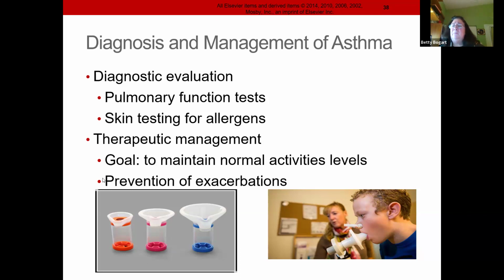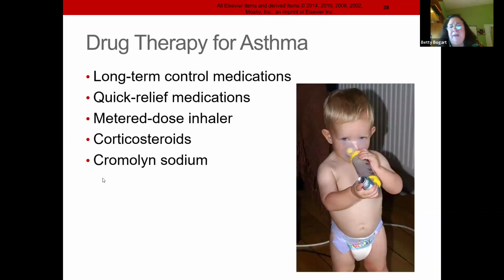Now, have you ever seen a spacer before? Those bottom left three pictures are small, medium, and large. You put them on. We even have kids holding them and pushing them for themselves. And it makes sure they get the medicines, like that little boy there, right?